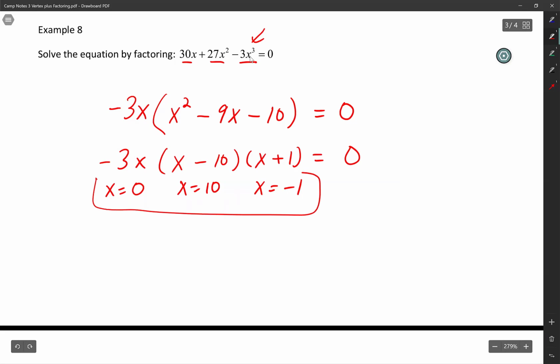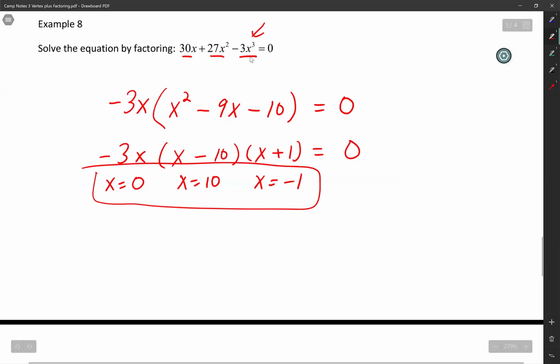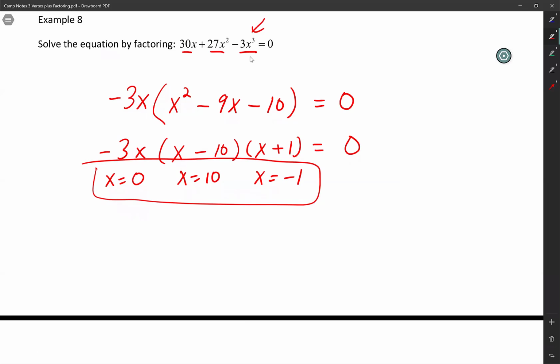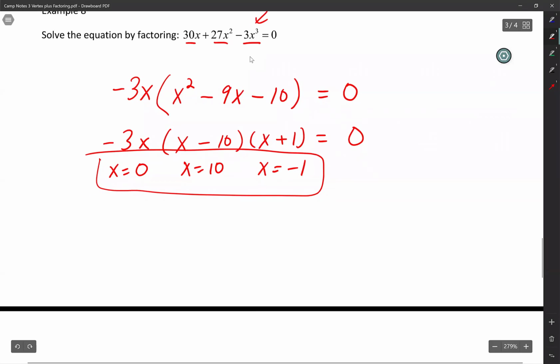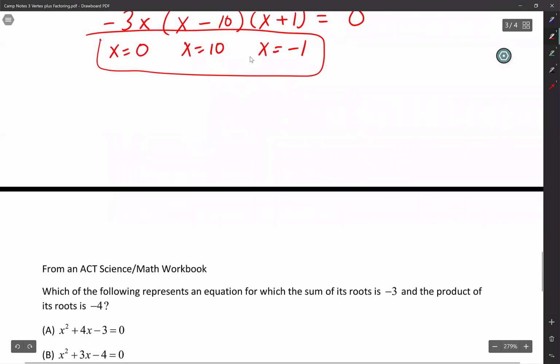So here we go, guys. We have 3 answers. And by the way, a cubic function always has 3 solutions. It's just that sometimes they're imaginary. Just as a quadratic will always have 2 solutions, but sometimes the solutions are imaginary. And that rule applies if you keep going higher and higher in degree. Okay, let's keep going.